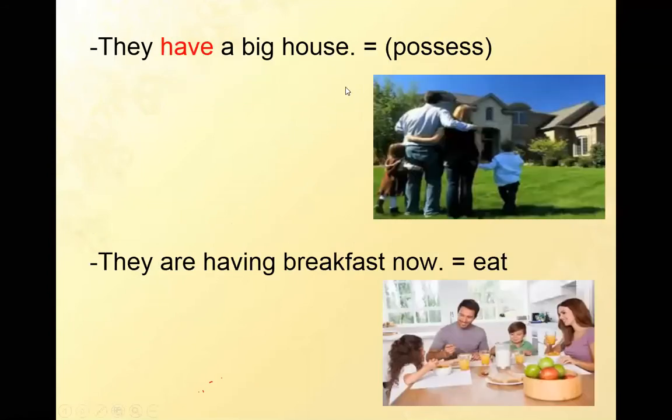Okay. Let's have another example. They have a big house. It expresses possession. Possession means something that they own. They have a big house. Okay. But they are having breakfast now. It means eat. So it's an action. We used are having. As we said, simple state, continuous action. Again, with have, we used possession. It gives you the meaning of possess.